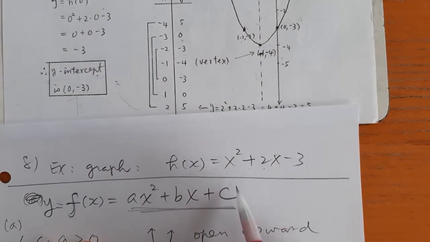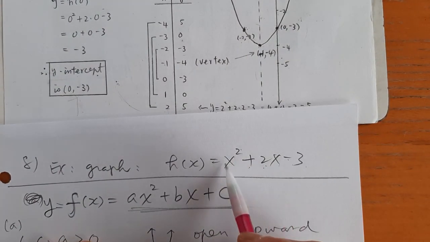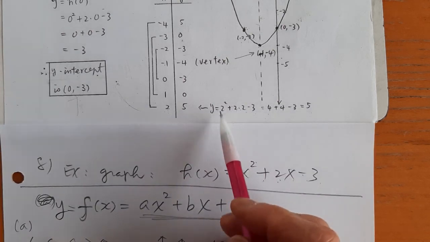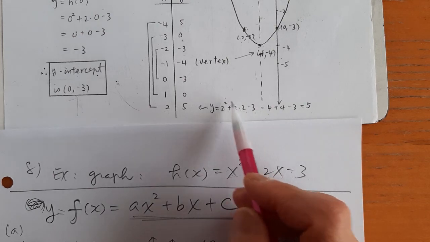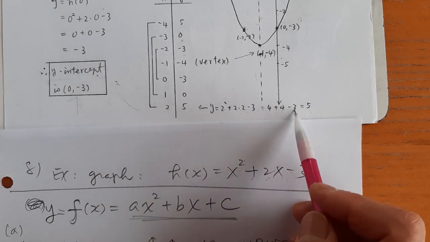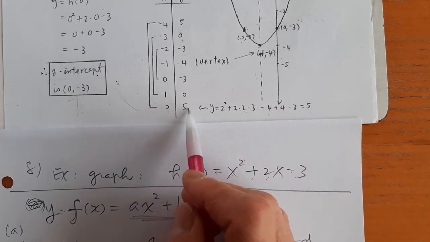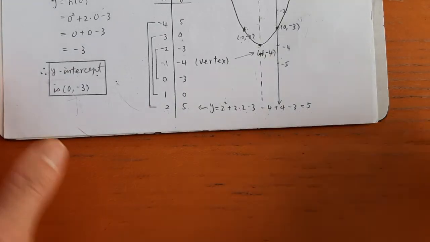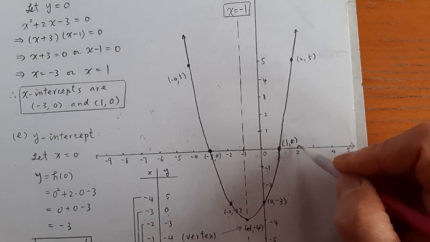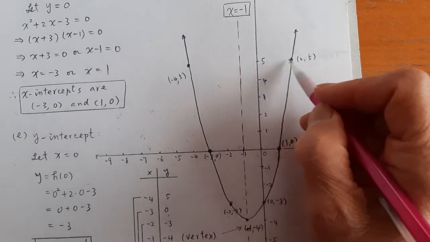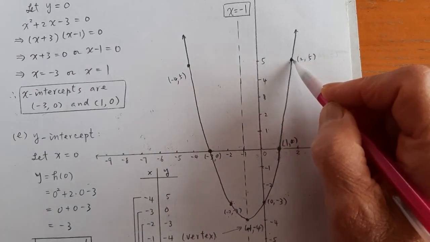The original function is x squared plus 2x minus 3. X use 2, plug in. So you get 2 squared plus 2 times 2 minus 3. 2 squared is 4, 2 times 2 is 4, minus 3. You got 5. So (2, 5). When x equals 2, y is 5. So when x is 2 and y is 5, the intersection is this point.